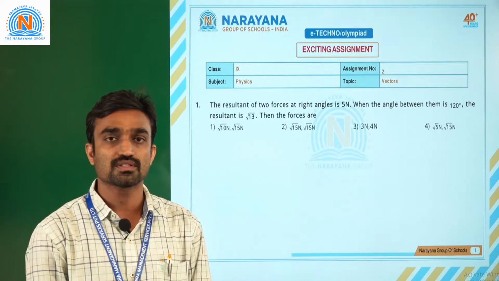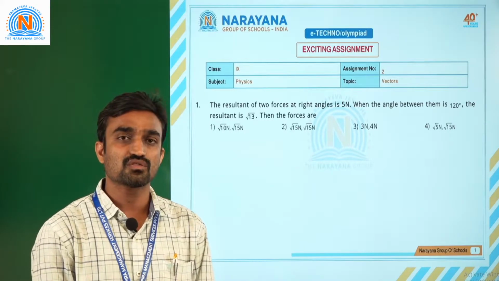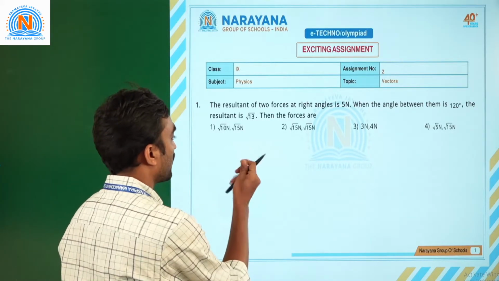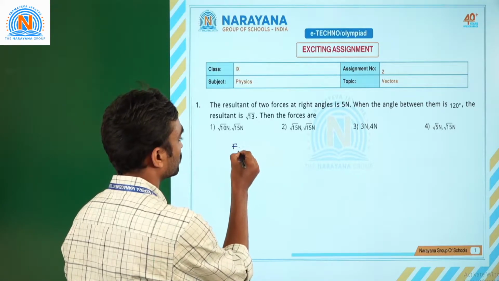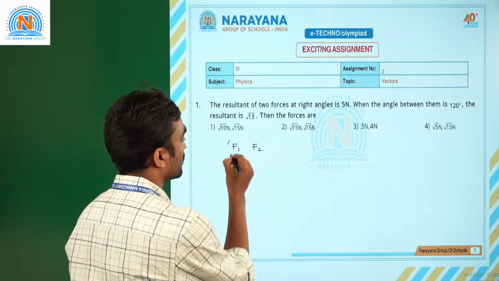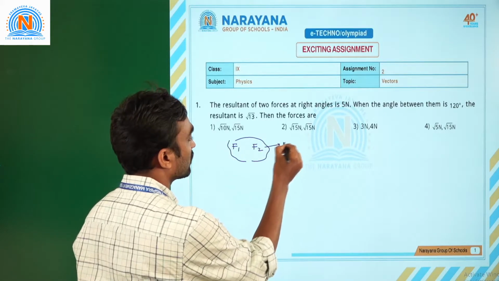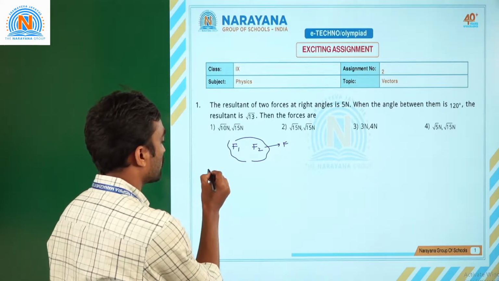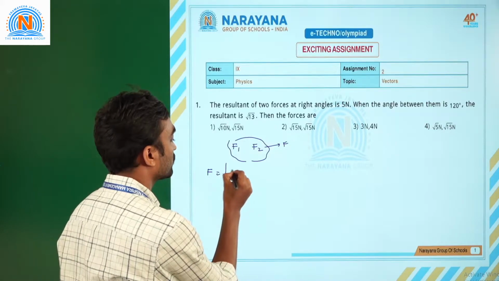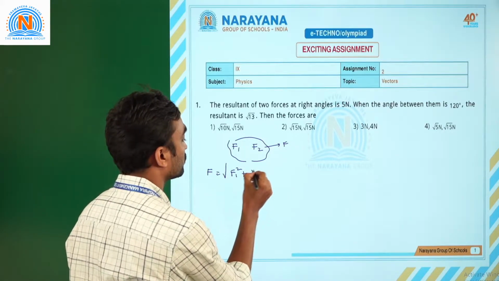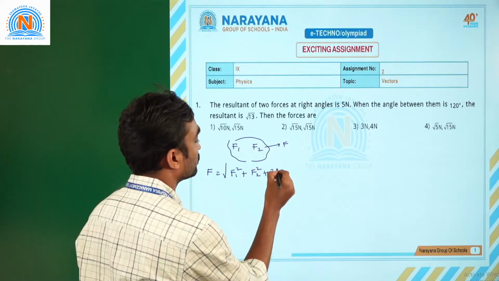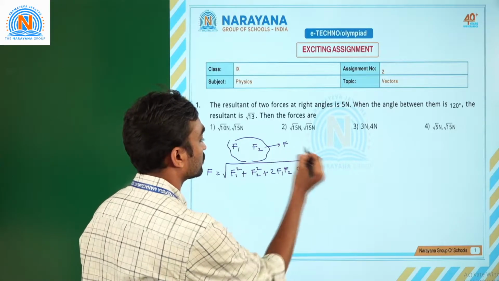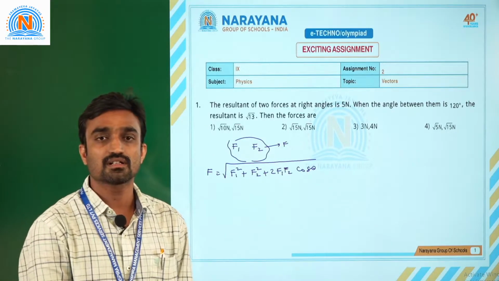Let us assume there are two forces F1 and F2. The resultant of these two forces F1 and F2 is, say, some resultant F. For example, here I have a force F1 and another force F2. The resultant of these two forces is F. So, how to find the resultant of the forces? The formula to find the resultant is F equal to under root F1 square plus F2 square plus 2 F1 F2 cos theta. So, this is the formula to find the resultant of the two forces.